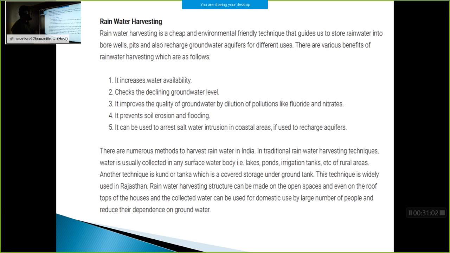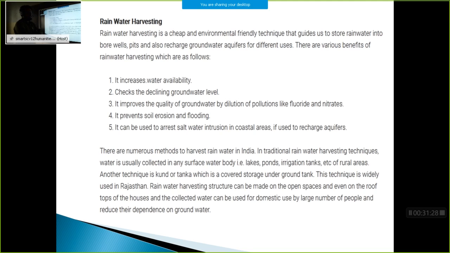It increases water availability, checks the declining groundwater level. It improves the quality of groundwater by dilution of pollutants like fluoride and nitrates. It prevents soil erosion and flooding. It can be used to arrest saltwater intrusion in coastal areas if used to recharge aquifers. So these are the benefits of rainwater harvesting.